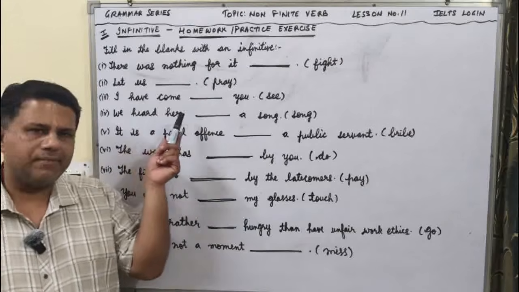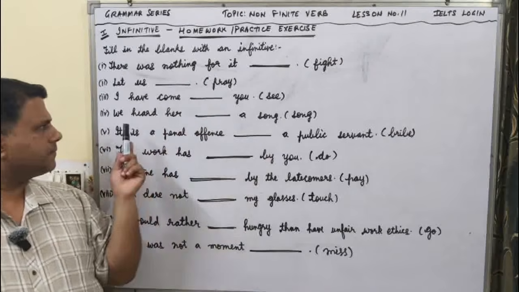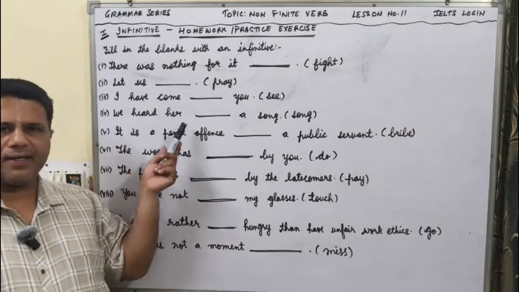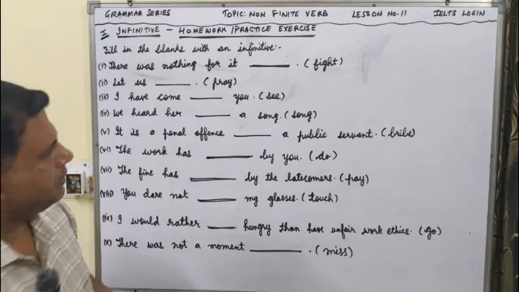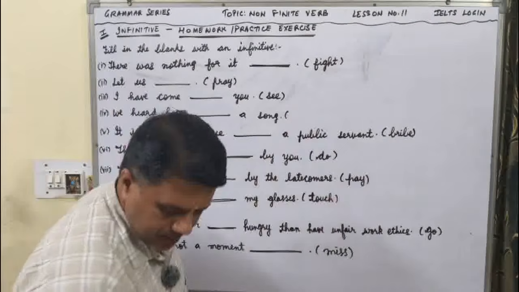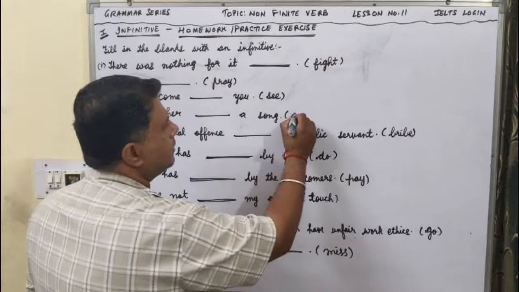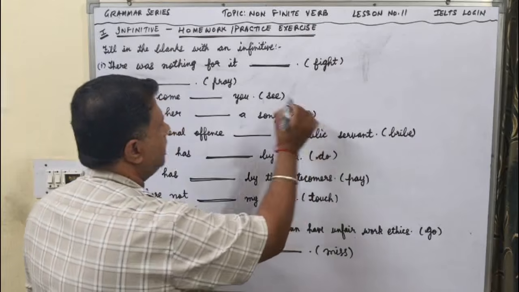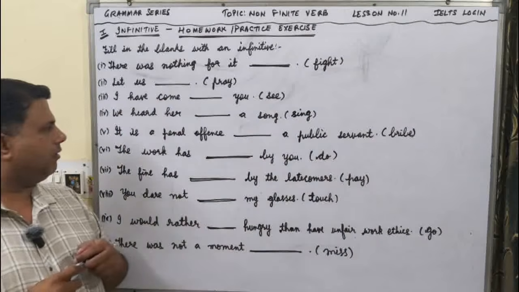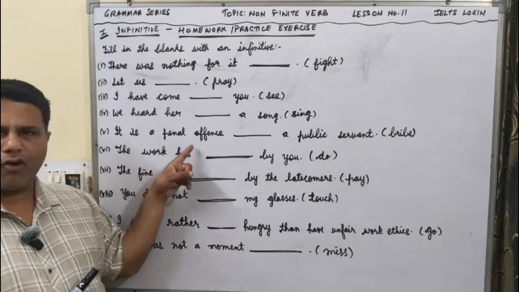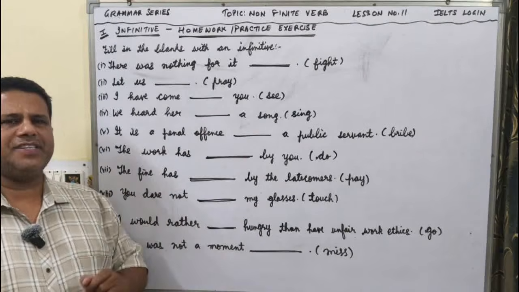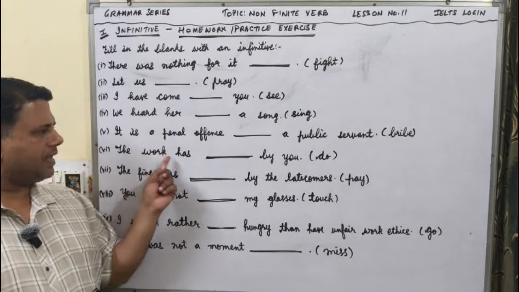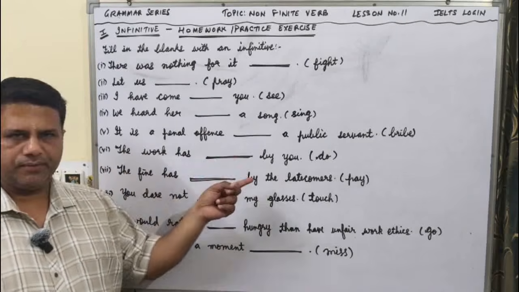Next, I have come dash you. We heard her dash a song. Sing is the verb here, not song. So we heard her dash a song. It is a penal offense dash a public servant. The verb given to you is bribe. The work has dash by you.